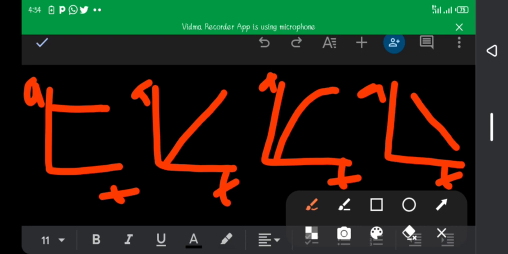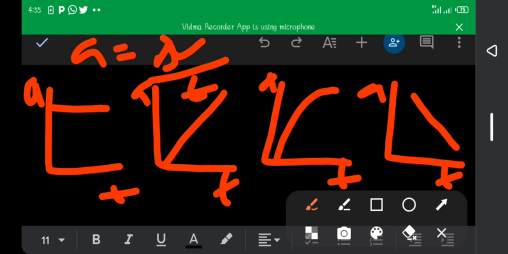And then you go ahead to the area, and the area will be what? Acceleration times time. Acceleration times time will give you what? Your velocity. Why? Because you have acceleration equal to change in velocity over time. So when you make acceleration times time, you are going to get your change in velocity. So that means the area under the graph represents your change in velocity.